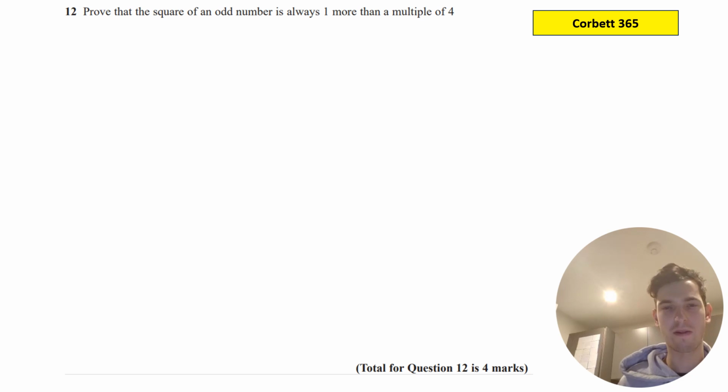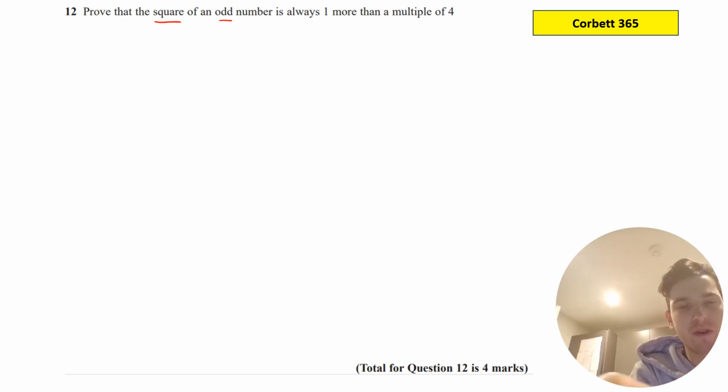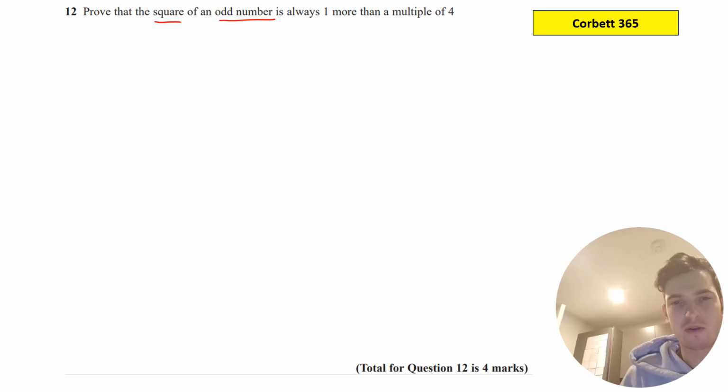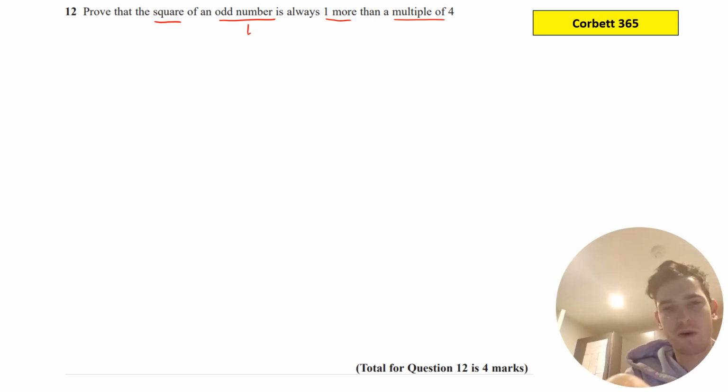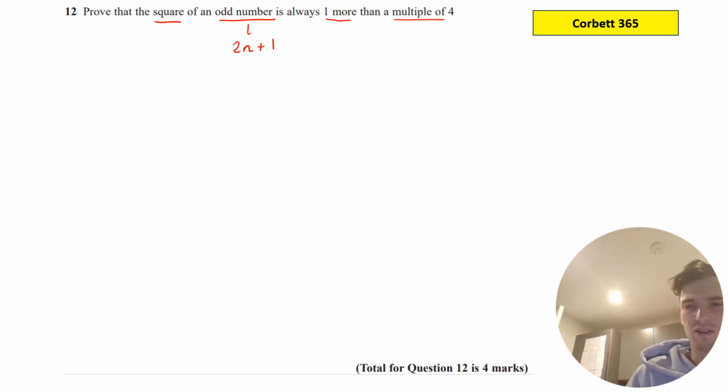Okay, proof question. Again, we did this at the start of the year, lots of practice on this, so it should have been quite straightforward. Okay, prove that the square of an odd number is always one more than a multiple of 4. Okay, let's start off with an odd number. Remember that my odd number is always going to be 2n plus 1, because 2n is even, and then one more than an even number is odd. But I want to square this, because it says the square of this. So I'm going to need to work out 2n plus 1 squared.